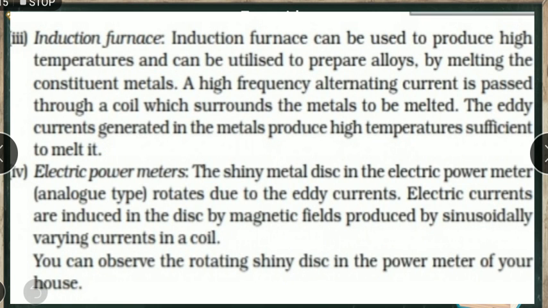Next example, induction furnace. Here induction furnaces are used to produce high temperatures and can be utilized to prepare alloys by melting the constituent metals. If there are heavy metals, by melting them we can obtain the alloys. When a high frequency alternating current is passed through a coil which surrounds the metals to be melted, eddy currents generated in the metals produce high temperature sufficient to melt them.